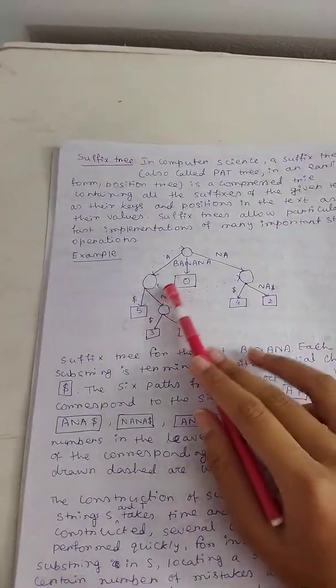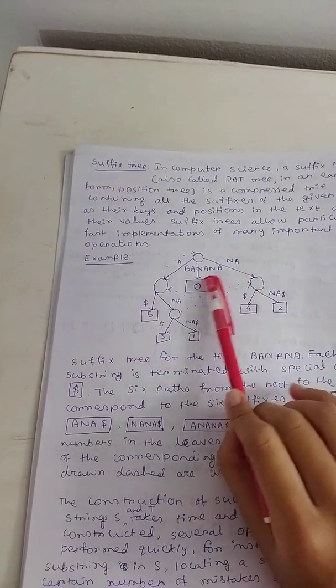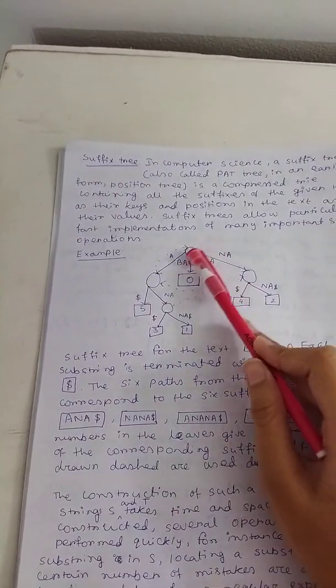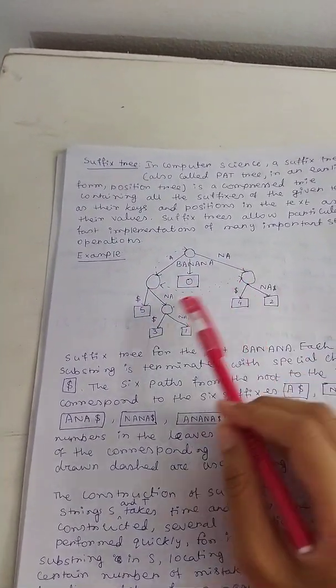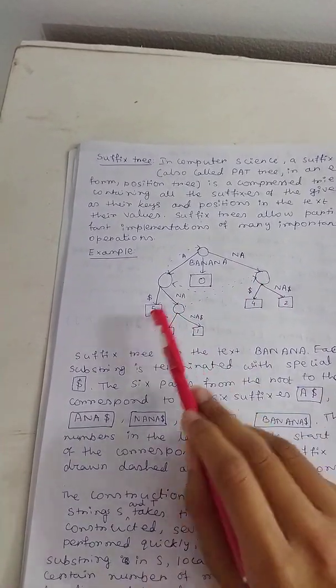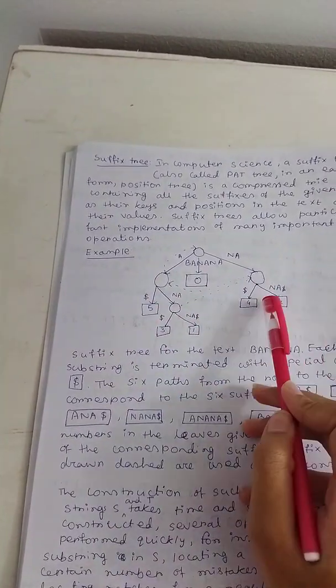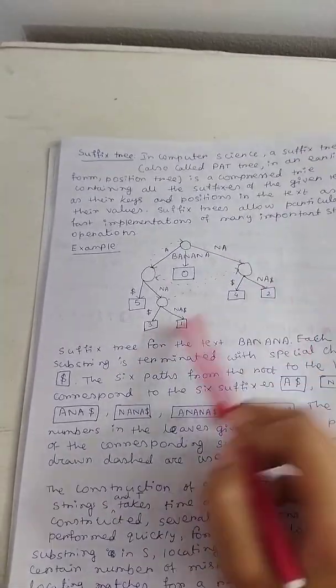So here the longest common string is banana, so it is at the root, and the other strings are na, a, all these things. These are found in other places.